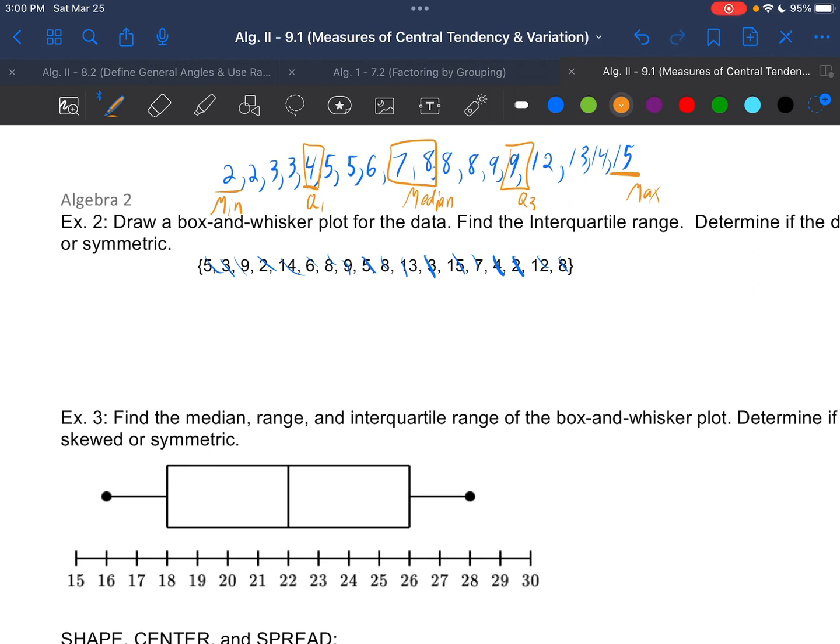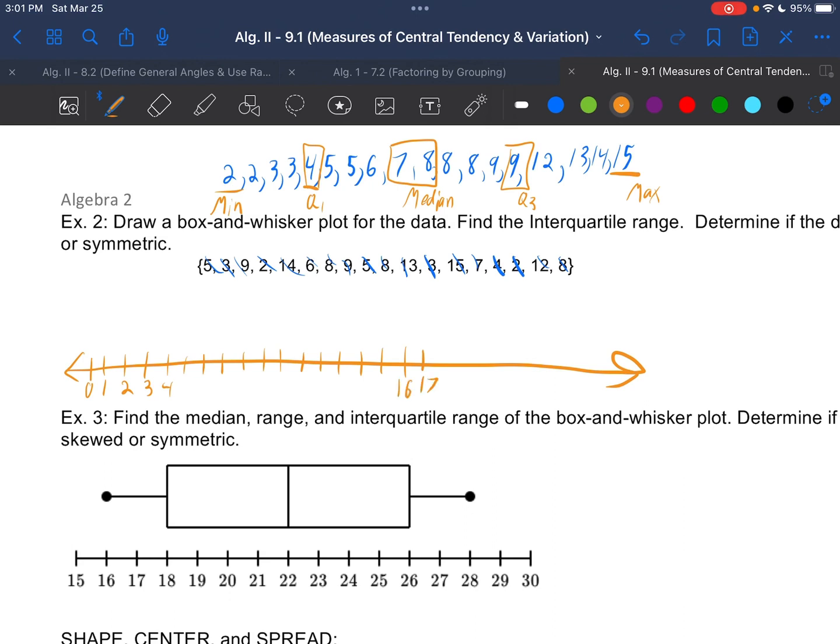So now as we make our box and whisker plots, what you do is you draw your little number line. And the lowest number you see is 2. The highest number you see is 15. And so you can start at 2, or some people might even start at, let's say, 0, 1, 2, to give a little bit outside the graph as well. And you just keep going, 3, 4, 5, 6, 7, 8, 9, 10, 11, 12, 13, 14, 15, 16. So I'll go to 17.